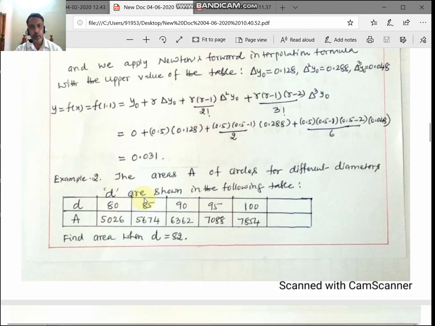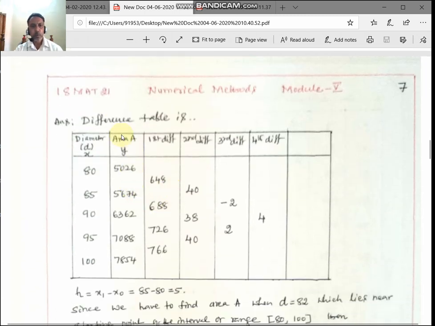And in the second example, the areas A of circles for different diameters d are shown in the following table. These are the different diameters and these are the areas. Choose this row of values as x values and the A values as y values. The question is, find the area when d is equal to 82. 82 lies near the starting point or initial point of the d values or x values. Then formulate the difference table. It is the usual method.